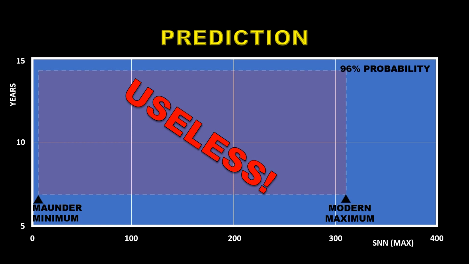How come it is useless? What do we use sunspot number for, apart from mind games with other people? Well, it actually is a useful number because it's used in the planning of space missions.